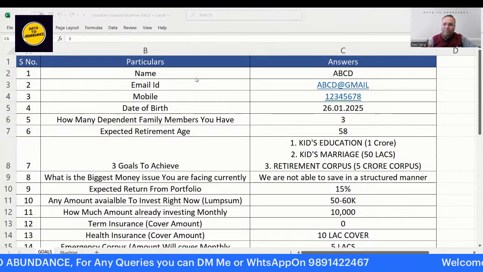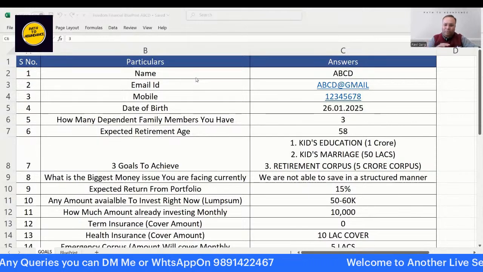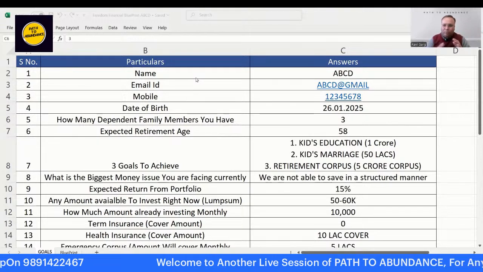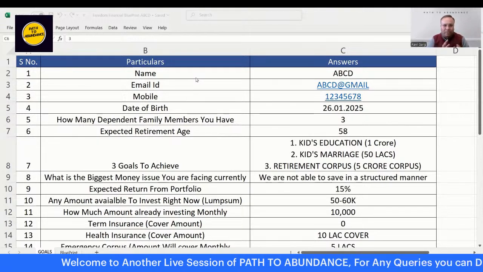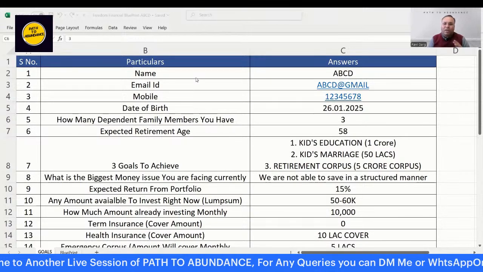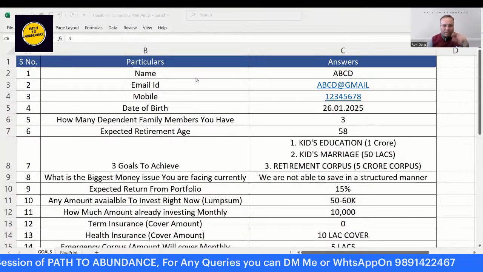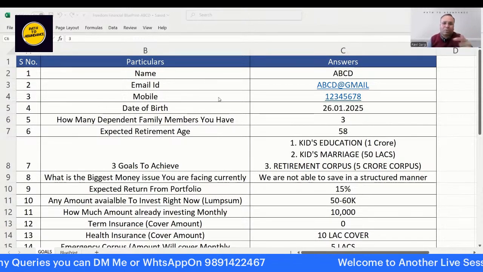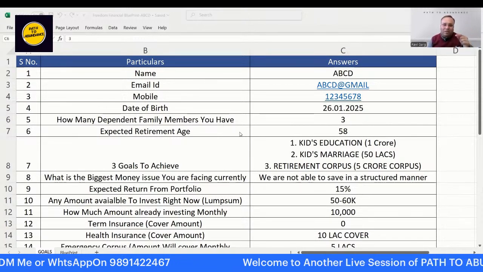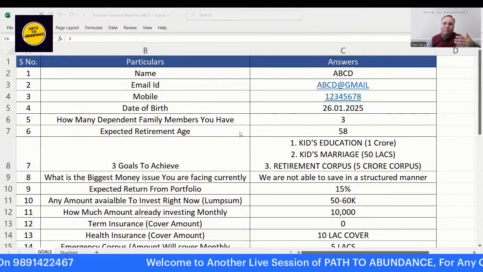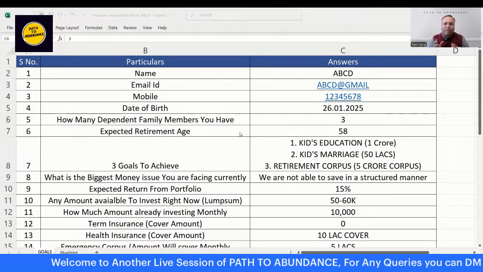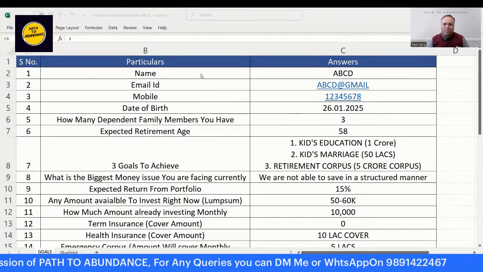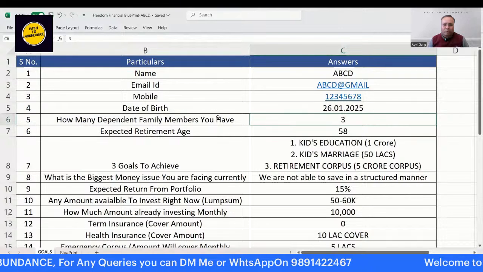So I have created a template for a type of questionnaire with all the questions related to our financial blueprint or our financial goal setting achievement, and I have already filled it in for the interest of time, so that we spend more time discussing the aspects, not filling the sheet. By running through this sheet, you will have an example or frame of mind of how we can plan our finances in a much better manner. So these are the basic details: name, email ID, mobile, date of birth, all that.